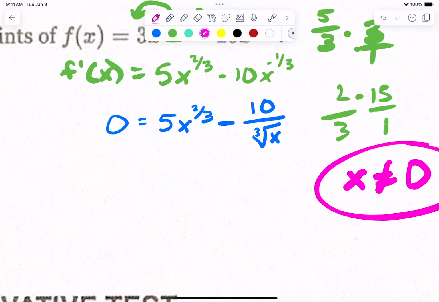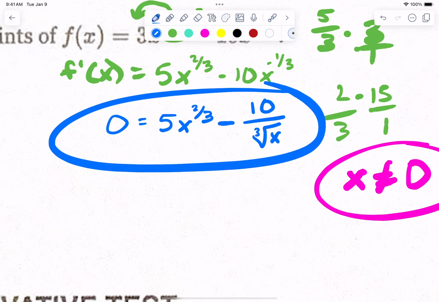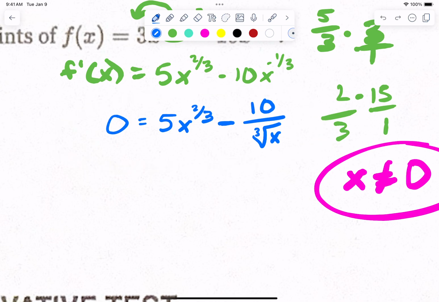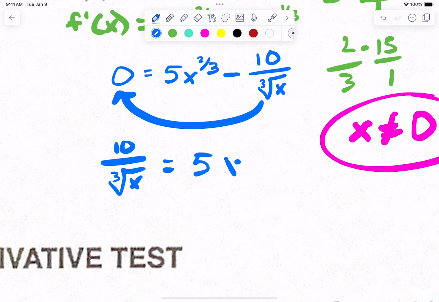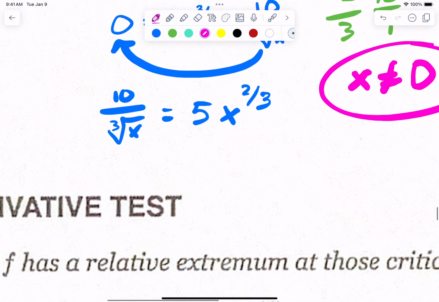Now let's solve this. How do I solve this? What should we do first? I'm going to add this over. Can I add the 10 over to the other side? So it becomes positive 10 over the cubic root of x equals 5x to the 2/3 power. This is going to be real nice. Okay, now what?